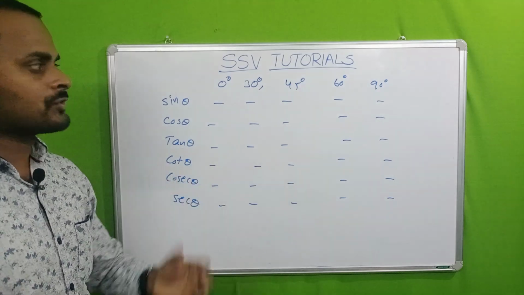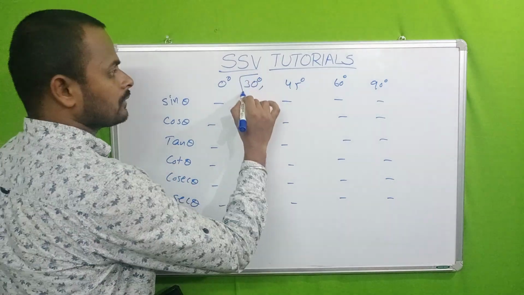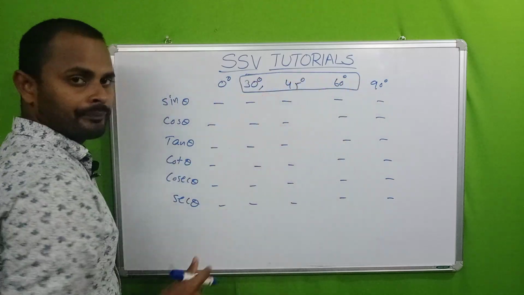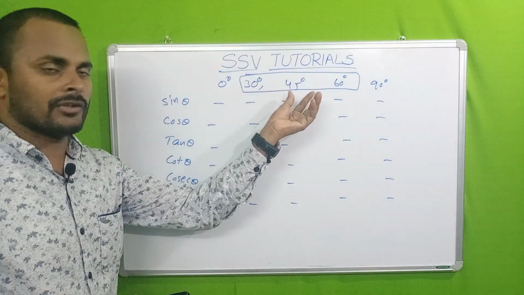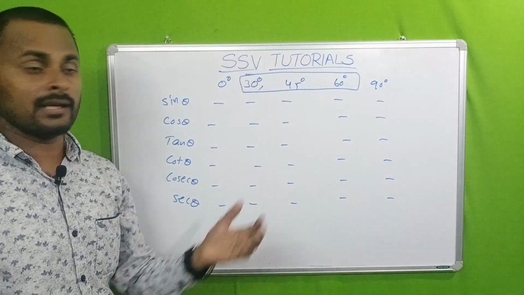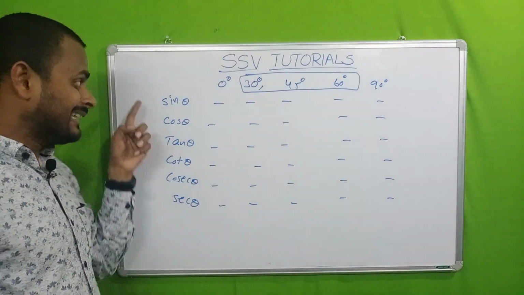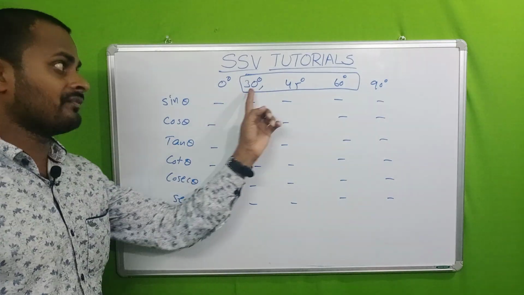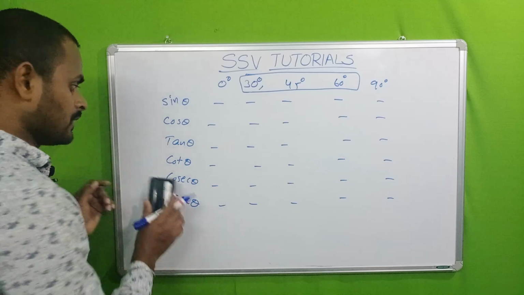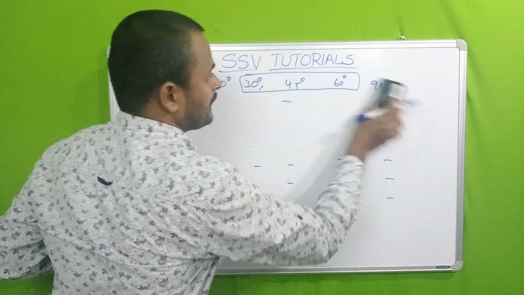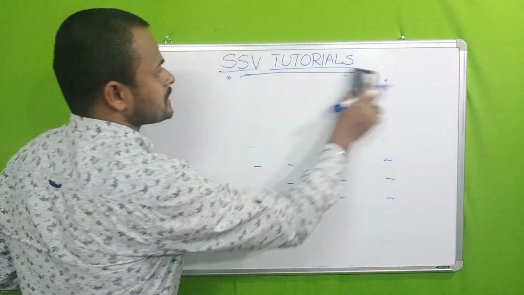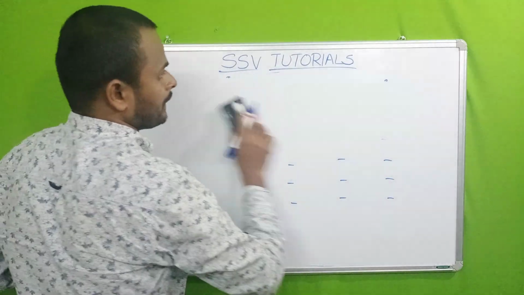Today we are discussing the 3 angles: 30 degrees, 45 degrees and 60 degrees. How we can easily identify the trigonometric ratios of these angles, we discuss today. So there is previous knowledge in triangles. First you have to go to that particular part.